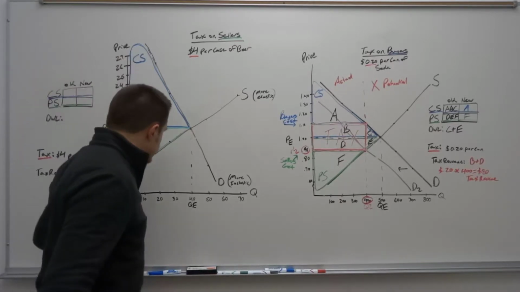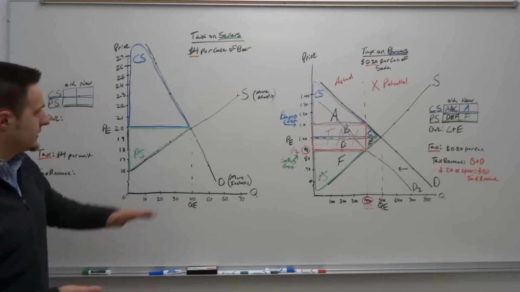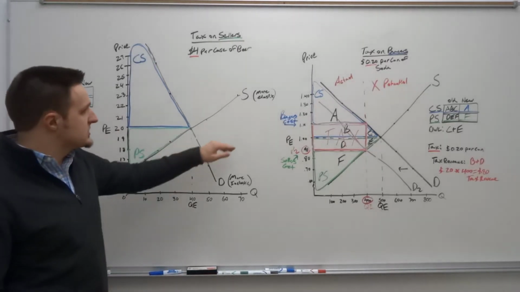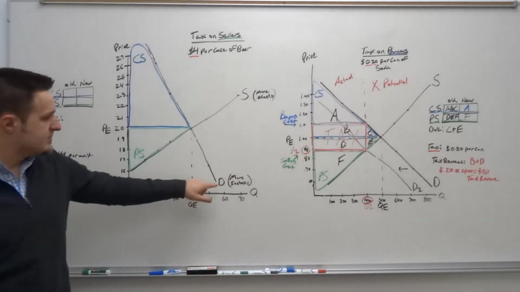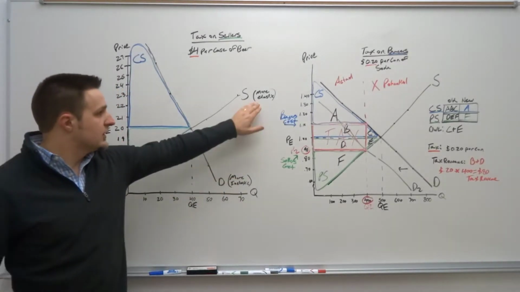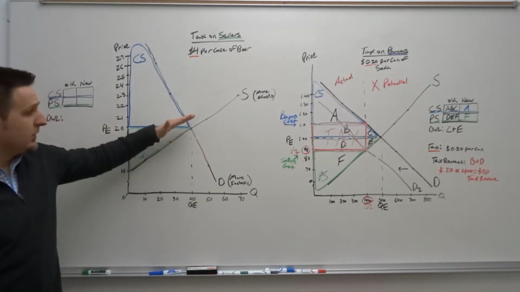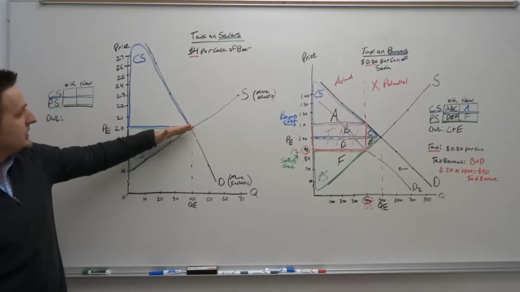Moving on to taxing sellers. When we tax sellers, what we're going to end up doing is shifting the supply curve. Now, before we go into that, notice that there's a little twist on this particular graph. On this graph, we have a more inelastic demand curve and a more elastic supply curve. So notice that the supply curve looks flatter. Technically, that's not what elasticity is, but that's the way it appears.